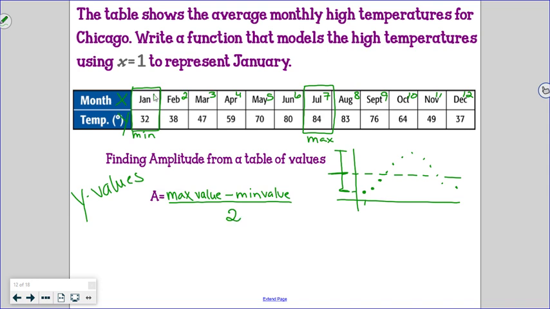There's your formula. Max minus min. How far apart are our max and min? And then divide that by 2 to find your amplitude. So in our example, our maximum value is 84. Our minimum value is 32.